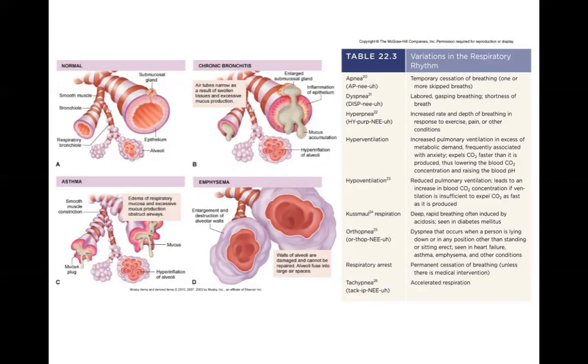Over on the right, Table 22.3 is something I included, showing you various changes to respiratory rhythm. We've been talking about breathing rhythm a little bit, so I included this. A lot of this is not really that important to know. We will talk about hyper- and hypoventilation later in this lecture. Hyperventilation, remember, hyper means high or elevated, so this is just a fancy way to describe faster breathing rate. Hypoventilation is just low or slower breathing rate.